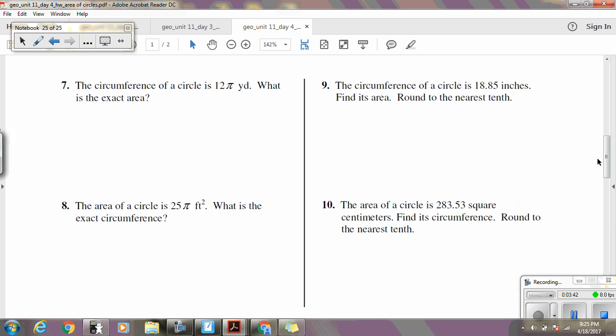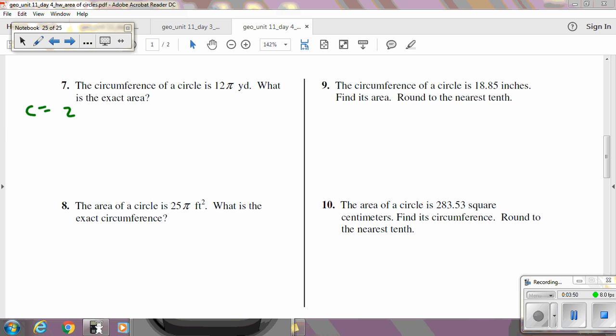Number 7 reads, the circumference of a circle is 12 pi yards. What is the exact area? So the circumference formula is 2 times pi times radius. So since they give us the circumference, we're going to replace C with 12 pi and use our algebra skills to get the radius by itself.